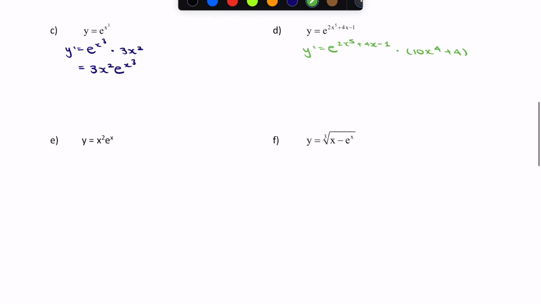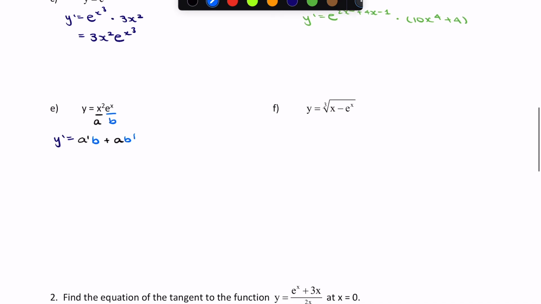Here, if we look here, we have x squared times e to the power of x. So here again, we're going to use the product rule. So if, for example, x squared is a and e to the power of x is b, we see here again that y prime will be equal to a prime times b plus a times b prime.